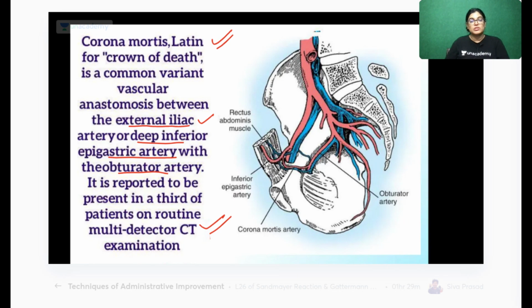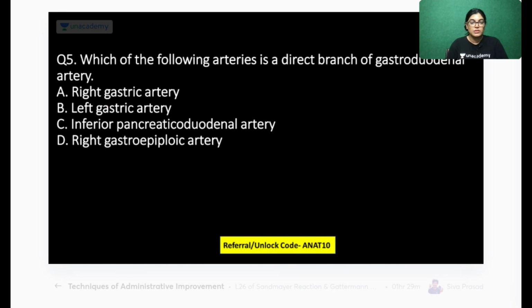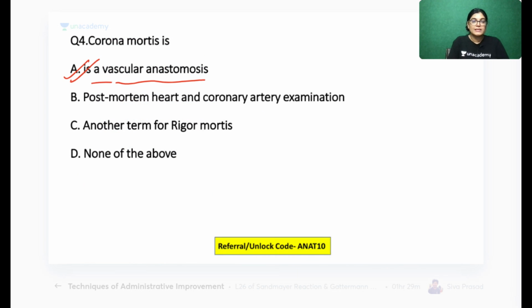It is reported to be present in a third of patients on routine CT examination, and it's a variant which should be kept in mind while operating in this pelvic region, because accidental bleeding can occur if surgeons perforate this anastomosis. So this is the correct answer, that it's a vascular anastomosis. Let's move on to question number 5.